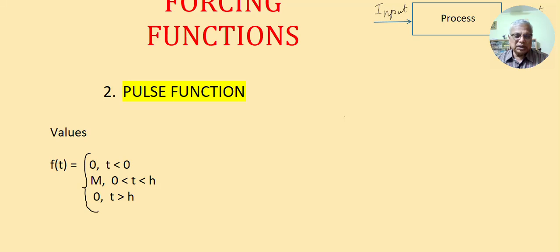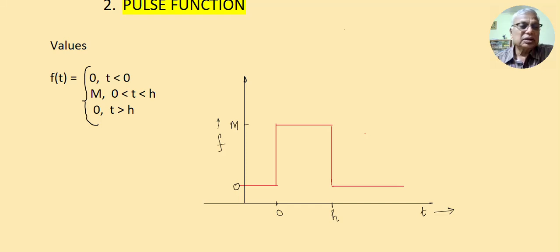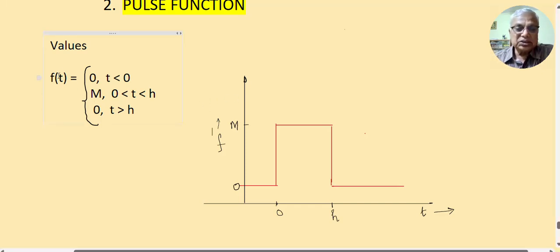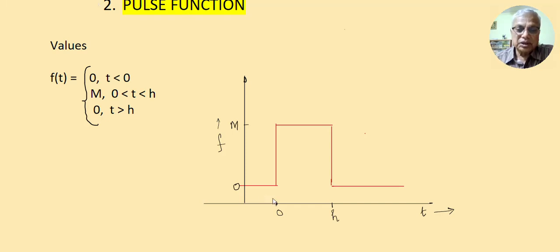Can you visualize this function? Can you make a sketch of this function? That is, the function is m during a time interval 0 to h. Except in this interval, the value of the function is 0. So can you make a sketch of this function? So this is the sketch of these values.